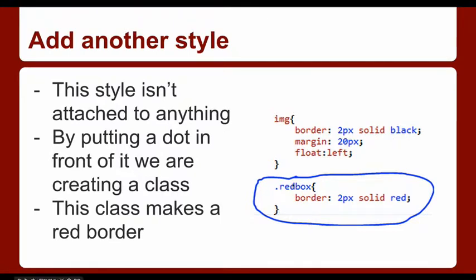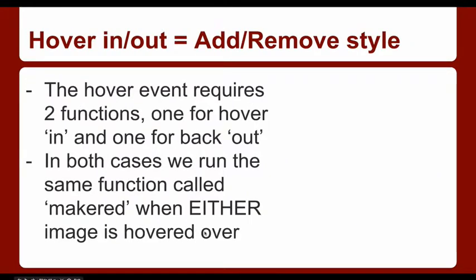So now we're going to write jQuery code that basically attaches this class to those images when they get hovered on. So we're going to do that in the next slide. So add this .redbox class to your style section, and then we can move on to the final piece, which is the hover. So the nice thing about hover is even though jQuery requires 2 functions, because when you hover, you mouse in and you mouse back out.